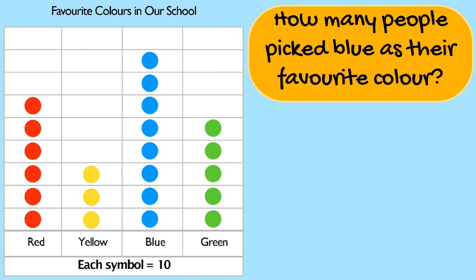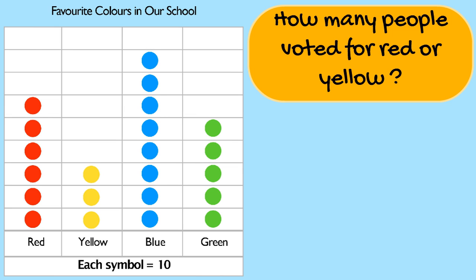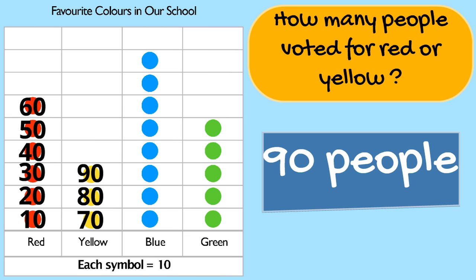Well, when we count up the votes, each one equal to 10, we get 10, 20, 30, 40, 50, 60, 70, 80 people voted for blue. Next question. How many people voted for either red or yellow? Pause the video, see if you can figure out the answer. This one's a little bit trickier because we have to count up all the red ones and all the yellow ones altogether. So red we get 10, 20, 30, 40, 50, 60, and yellow 70, 80, 90 people voted for one of those colors.